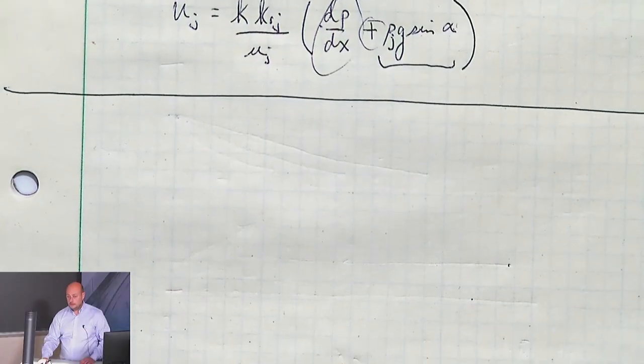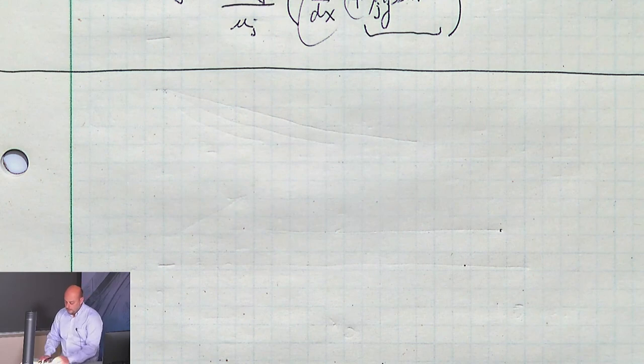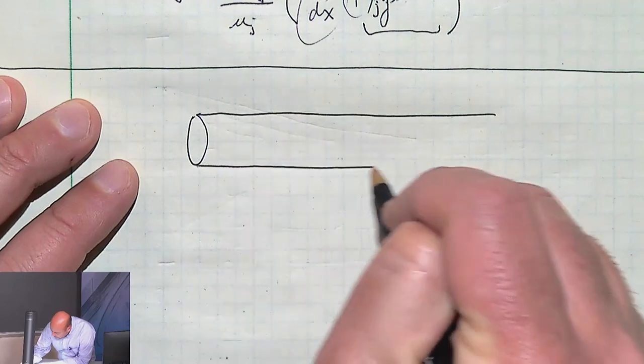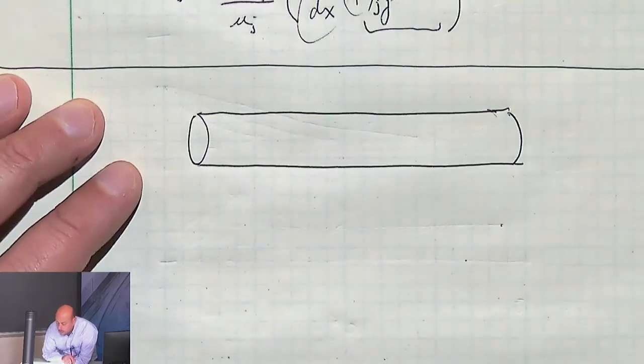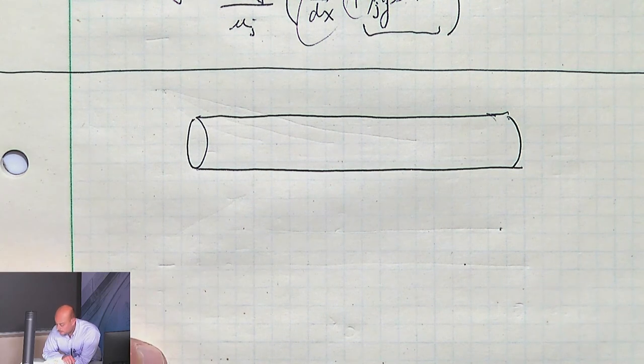So let's review what we've been talking about. What we have now is a 1D reservoir. It could be at a dip angle like I had before, but I'll draw it as if it's not. Let's just say it's horizontal.